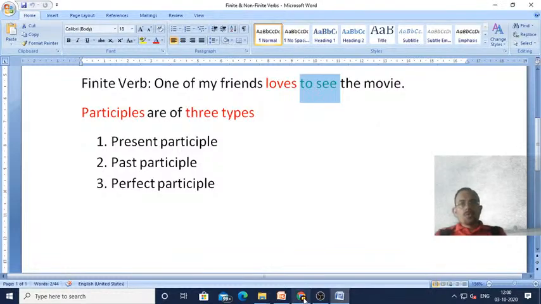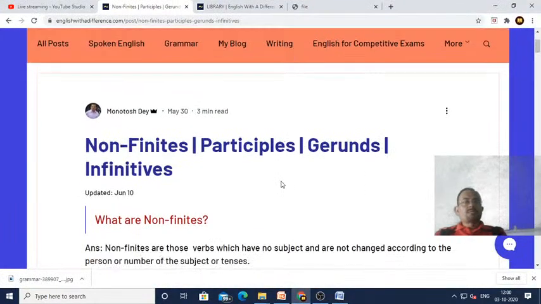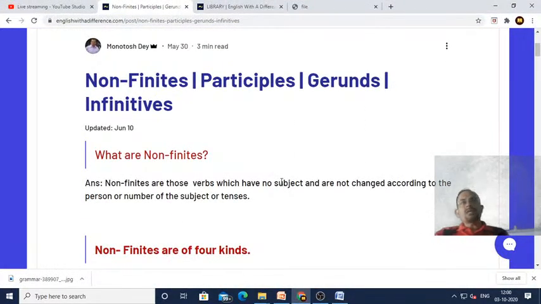Now let's move on to our explanation of non-finite. So dear students, our topic of discussion for the next 3 days will be non-finites, because it's a vast topic. It needs at least 3 lectures. So non-finites, I explained you, are those verbs which do not agree with the subject.